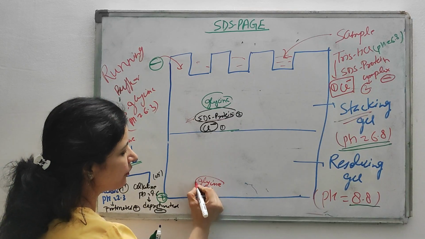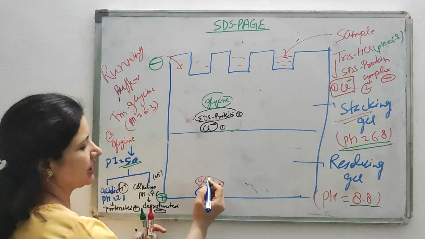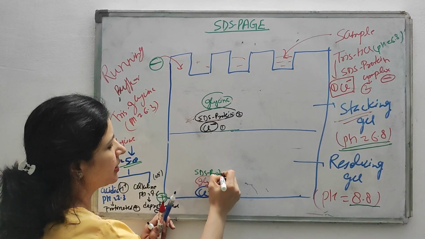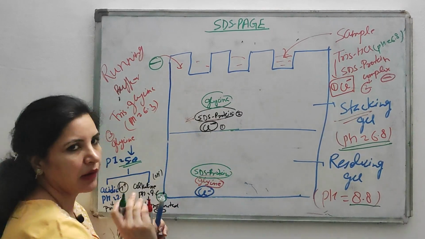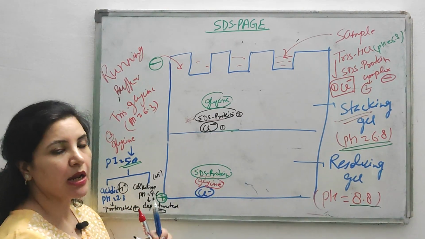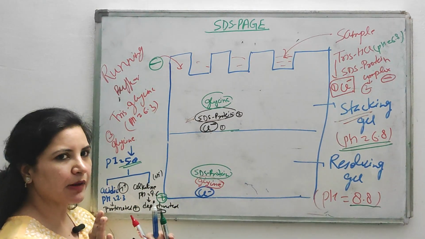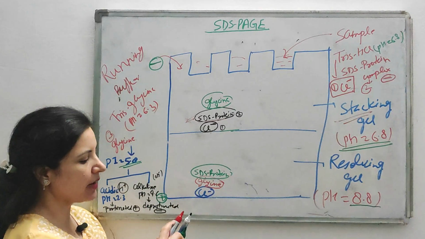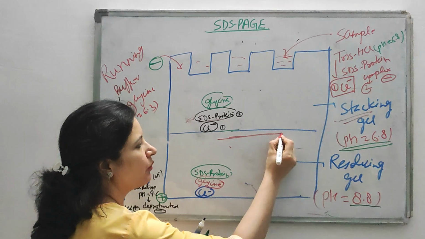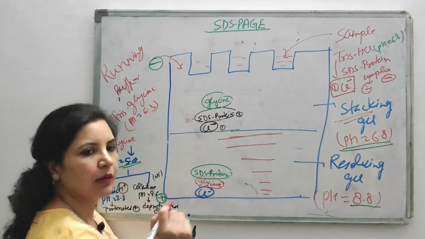Got it? So first is your chloride, second is your glycine, and third is your SDS-protein complex, the sample which you want to separate out. This is the sequence in which these molecules move in your resolving gel. There are different kinds of proteins in your sample mixture, and these proteins are separated on the basis of their molecular weight.